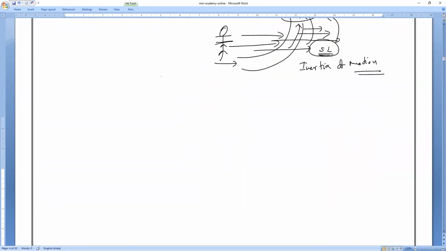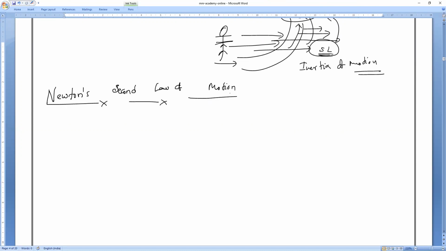Now let us move to Newton's second law of motion. If you want to understand Newton's second law of motion, you all need to remember the concept we already studied, called momentum. How many of you remember the momentum concept? Everybody? So let us recall momentum.